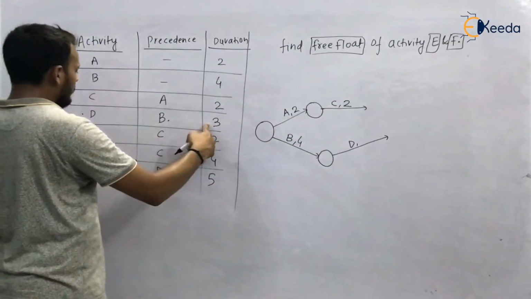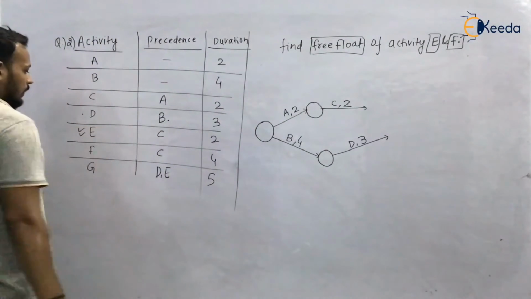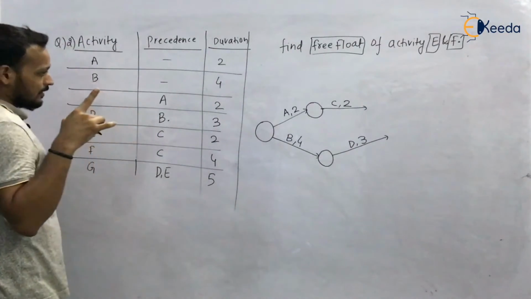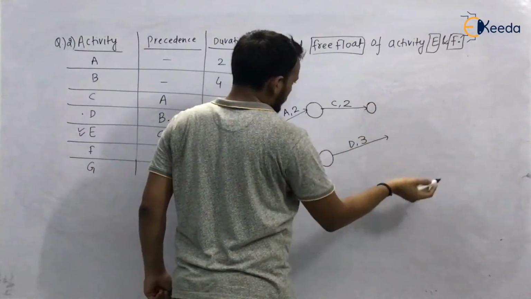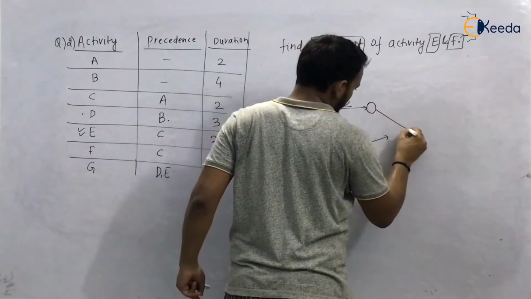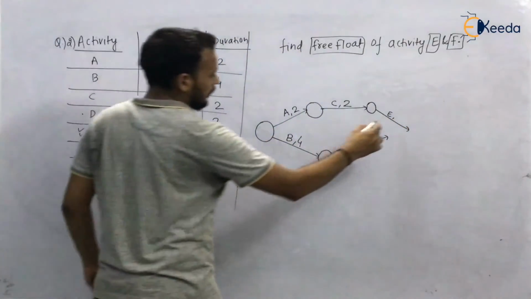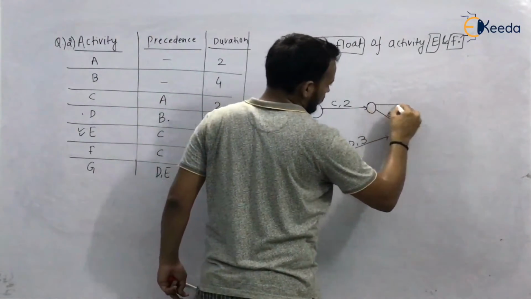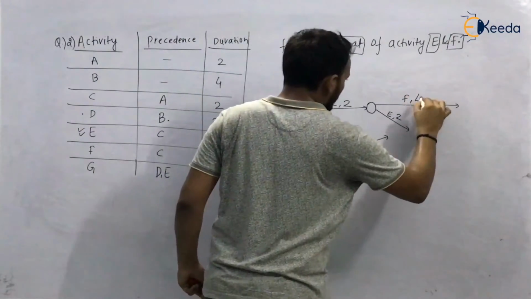And the time taken to complete activity D is 3. Now look at activity E, and the precedence is C. Activity F, the precedence is also C. So for activity E, the precedence is C, and the time taken to complete the activity is 2. F, the precedence is C, and the time taken to complete is 4.